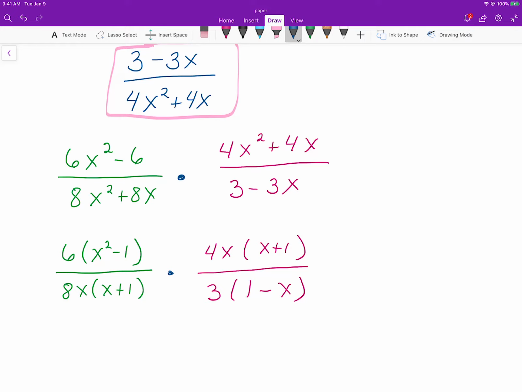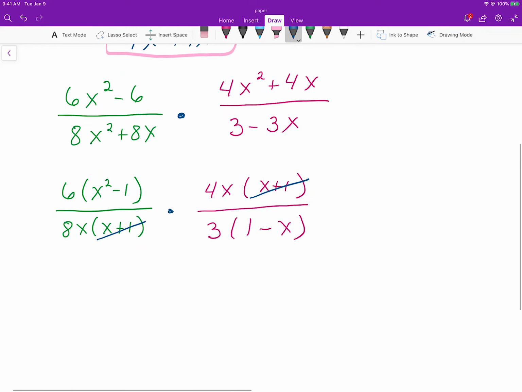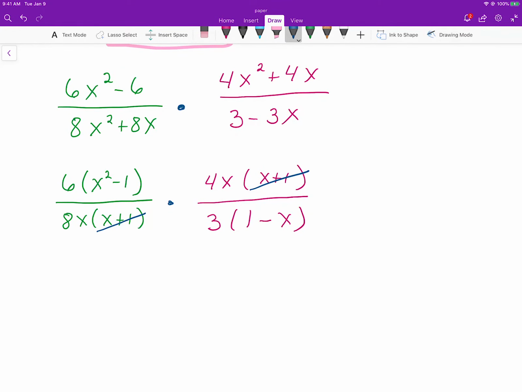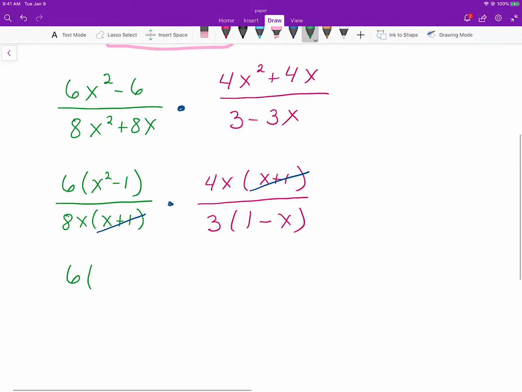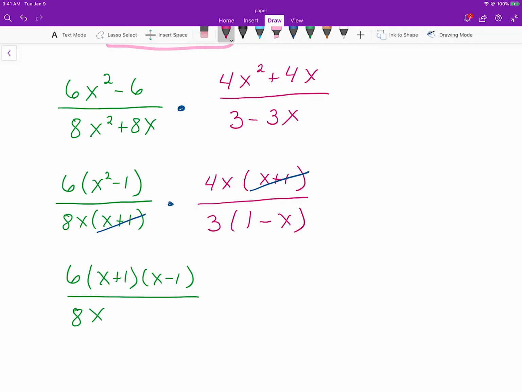So already I can see I have a factor of x plus 1 in my numerator and in my denominator, and those cancel out. Okay, so now back over on the left side, I can factor x squared minus 1 more because that's the difference of squares. I'm going to do this step by step so you can follow along. I'm just copying down the 6, and then I'm going to have x plus 1, and then x minus 1. That's the difference of squares. I have 8x in the denominator because the x plus 1 canceled out. And I have a 4x on the right side over 3.